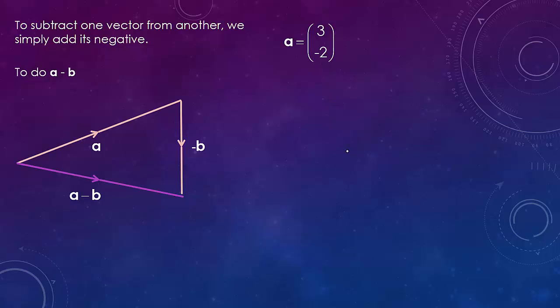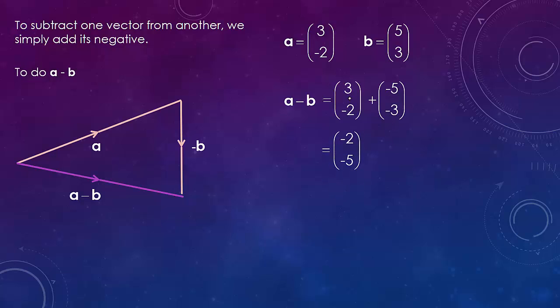If A is 3, -2 and B is 5, 3, then A take away B, we just subtract the components. So it's going to be 3, -2, add -5, -3. So 3 add -5 is -2, -2 add -3 is -5.